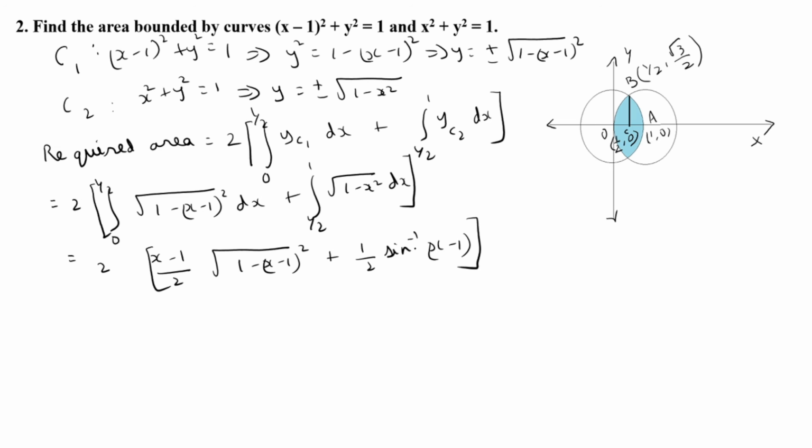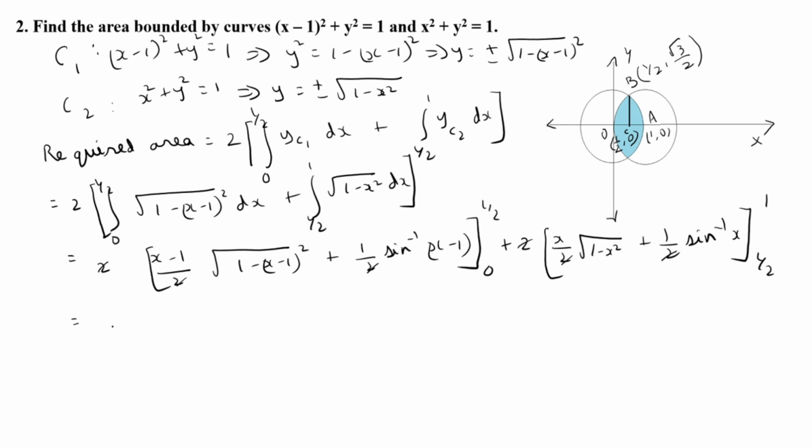Let us substitute the limits. It will be 0 to half. Let me take the 2 inside, plus 2 into x by 2 root of 1 minus x square plus 1 by 2 sine inverse of x from half to 1. So this 2 and all these 2's will go. This 2, this 2, this 2. All these will go.